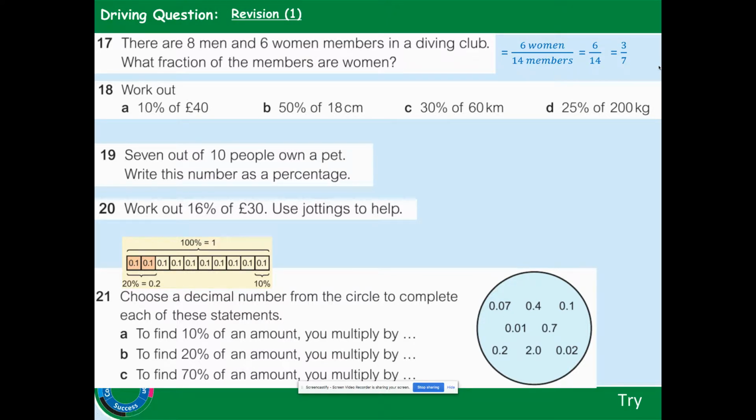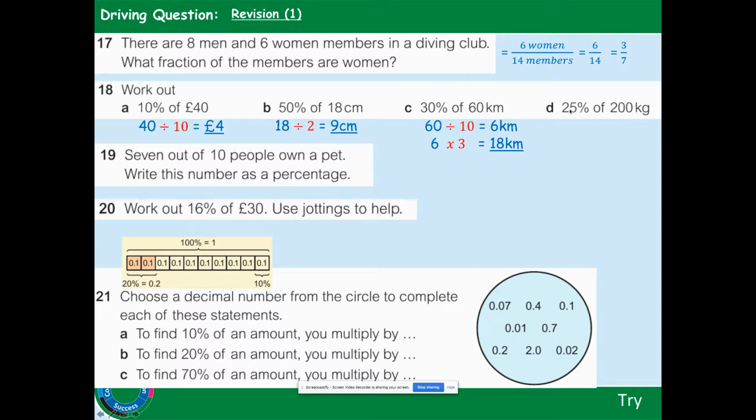Work out 10% of 40. So work out 10%, we divide by 10. So 40 divided by 10 is £4. Work out 50%. Okay, so 50%, you should know that that's a half, so I can just divide by 2. 18 divided by 2 is 9 centimetres. 30% of 60, so if I find 10%, by dividing by 10. That gives me 10%. I want 30. So if I do my 10% times 3, so 6 times 3 will give me 18 kilometres.